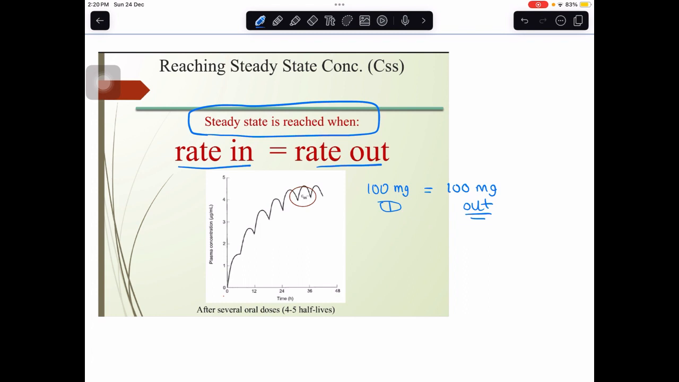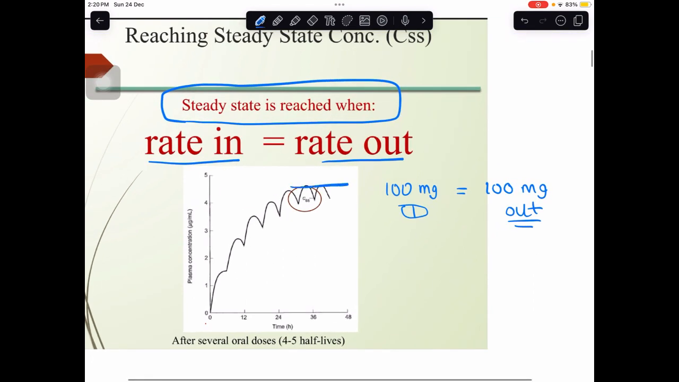So it's just a constant concentration. As we can see here, this is my constant concentration, where how much I'm giving in is the same as how much is leaving. This is what you see. The steady state will look something like this. It's the same thing where how much I'm taking in is the same as how much is leaving. Okay?